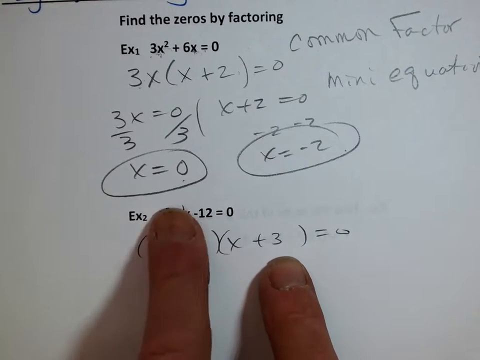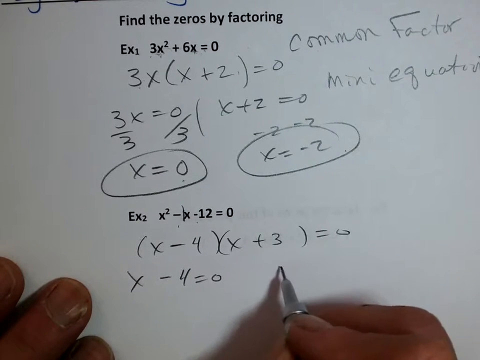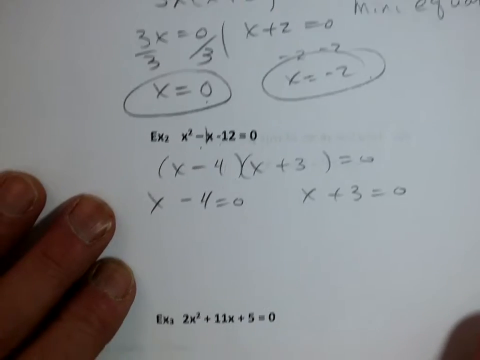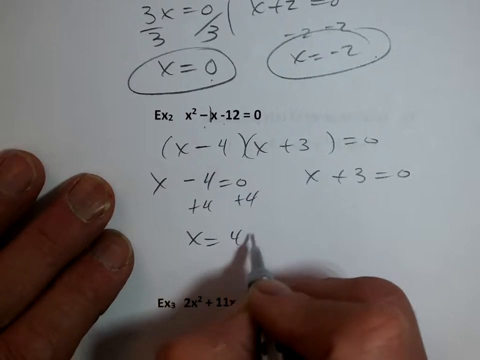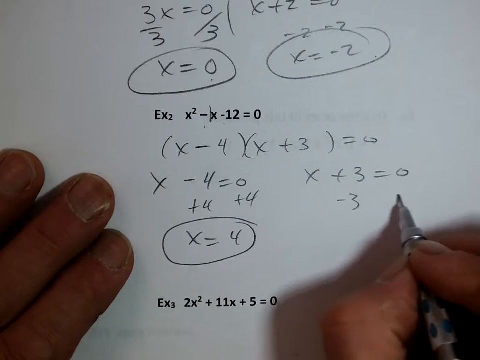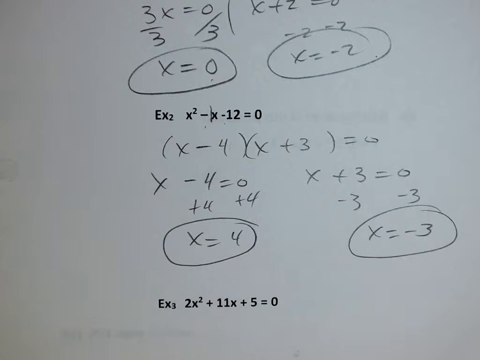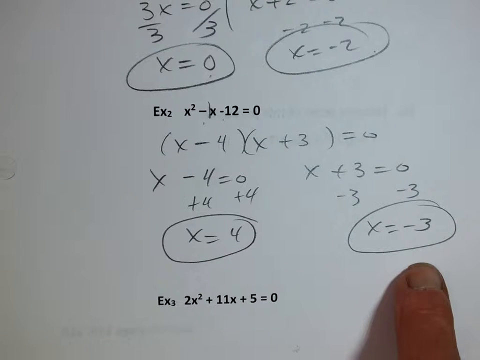And when I add them, I get a negative 1. So my mini equations, x minus 4 equals 0 and x plus 3 equals 0, right? If I solve, plus 4, x equals 4, minus 3, x equals negative 3, okay? And if you were to graph it on your calculator, nice parabola, it would go through 4 and negative 3.